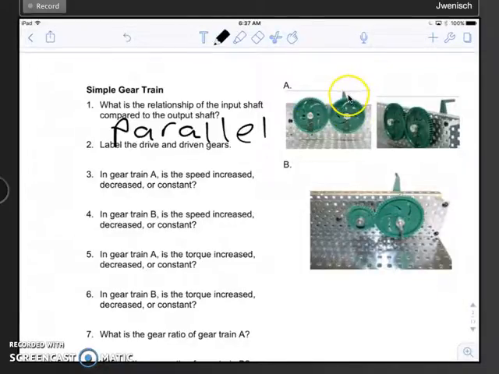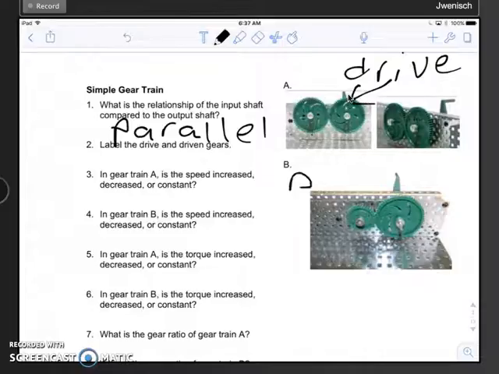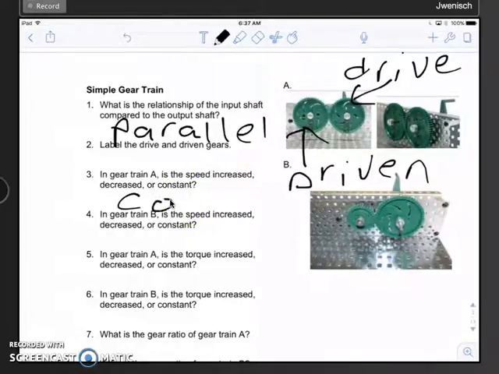The drive then is the one that has the handle. And the driven is the one without the handle. Question 3, is the speed increased, decreased, or constant? Well, as you turn this one around, because they're the exact same size, they're going to be going the exact same speed. So this one here would be constant. In gear train B, is the speed increased, decreased, or constant? You should notice that the little one now will spin faster, so the speed has been increased.